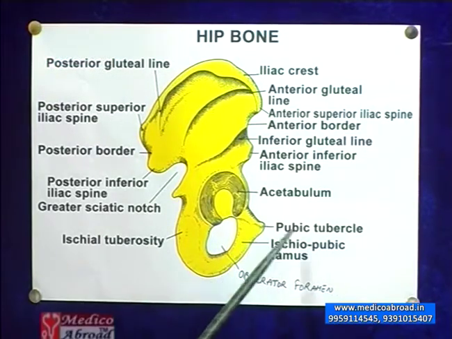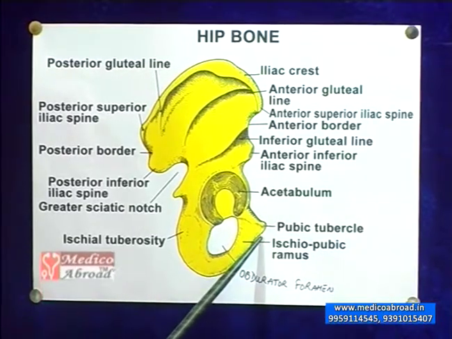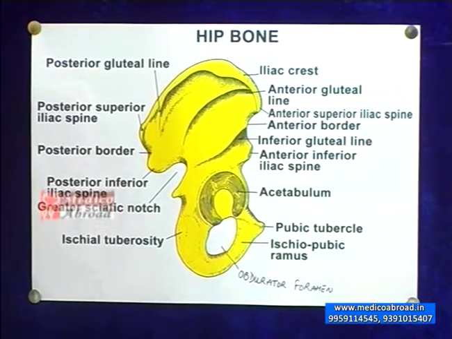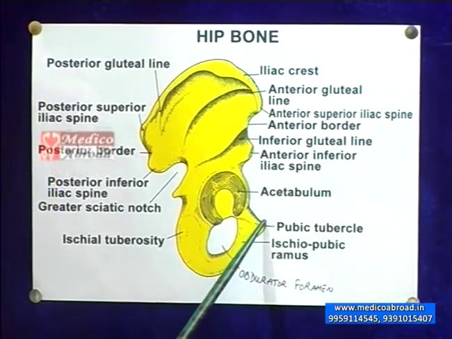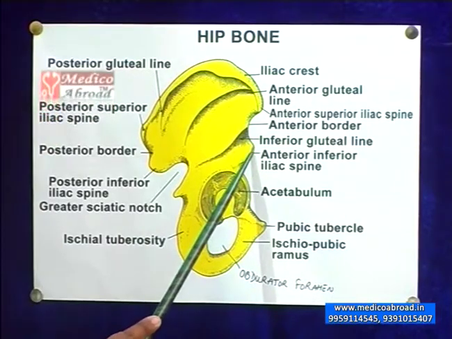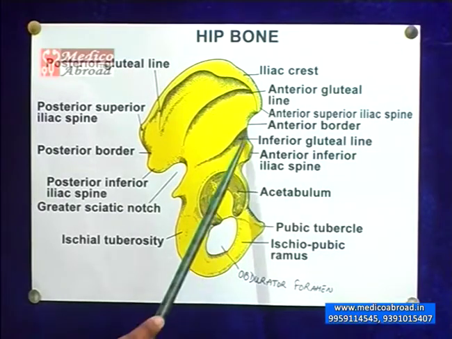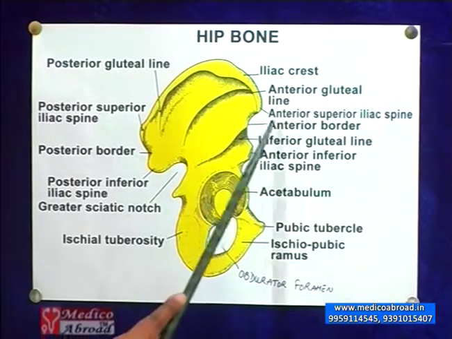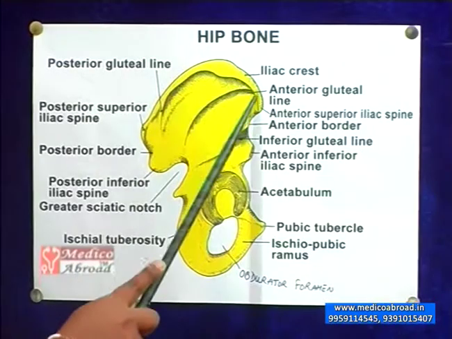Now this is the pubic tubercle, ischiopubic ramus, and here the opposite side of the pelvic bone unites to form the pubic symphysis. As you continue your finger along the pubic bone, the first eminence you will find from the pubic tubercle, as you go upwards like this, is the anterior superior iliac spine. This is the iliac crest.